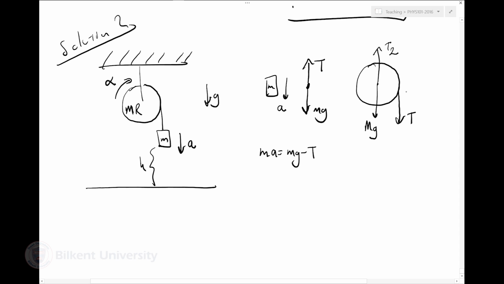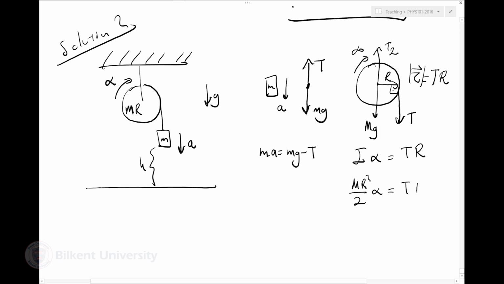How about F equals ma for the pulley? Well, I'm not interested in that, right? There is this string that's tying it to the ceiling, so it's not going to move. So F equals ma doesn't give me more information. It tells me the value of T2, the tension in the string connecting the pulley to the ceiling. But I have one more equation when I have an extended object: the rotational dynamical equation. I need to apply torque equals I times alpha. What is the torque in this case? This is R, this is 90 degrees. So the magnitude of the torque is T times R. So I times alpha is T times R, and I know I to be MR squared over 2.